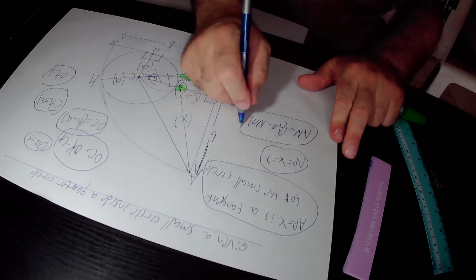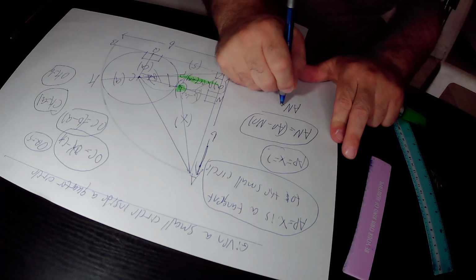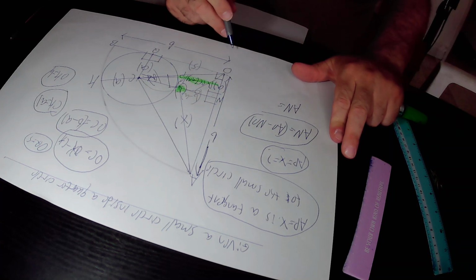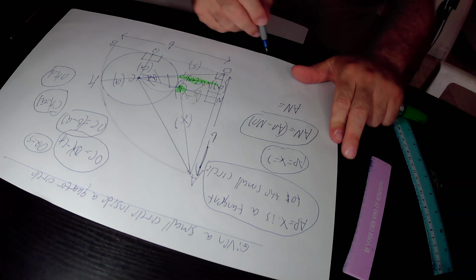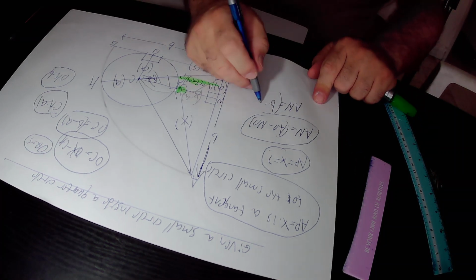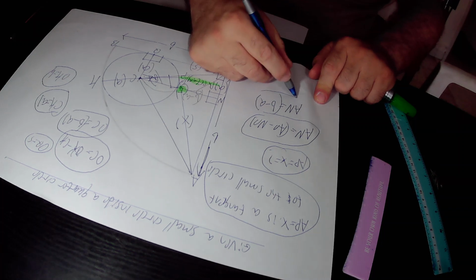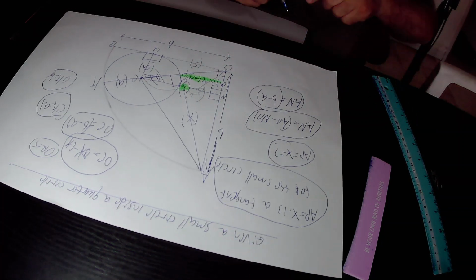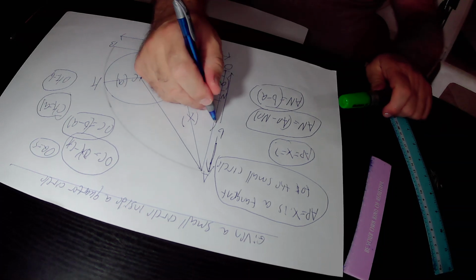So AN in total equals AO. AO equals B, it is the radius of the quarter circle, minus NO. NO is A, so in total AN equals B minus A units in its length. AN equals B minus A.